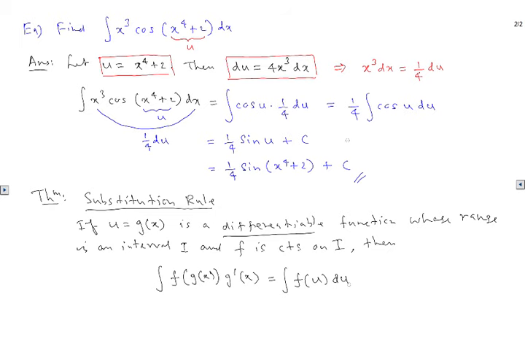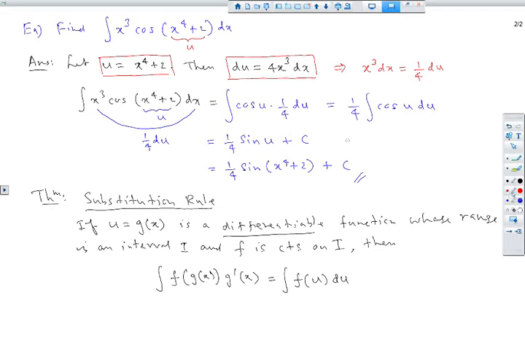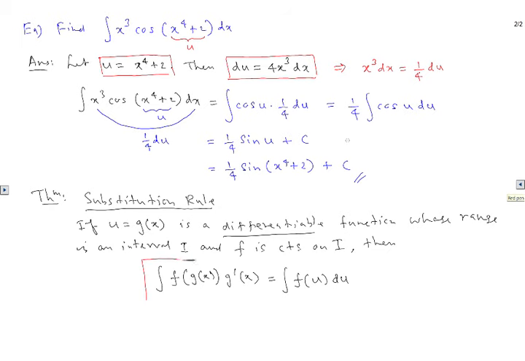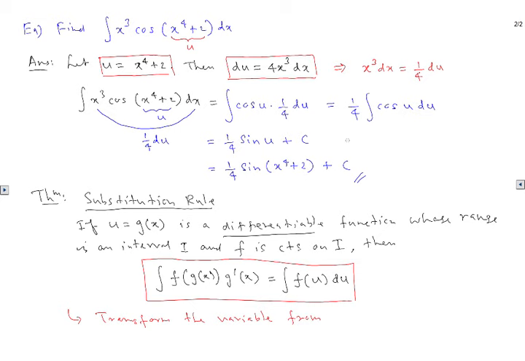Okay, so if you look at the previous problem, the x cubed term goes away, and you end up getting just 1/4 cosine u. See, it's the same cosine function, but you just have a u there. That's what it says. So that is the substitution rule, and this is very easy to integrate. So you can transform the problem from x to u.